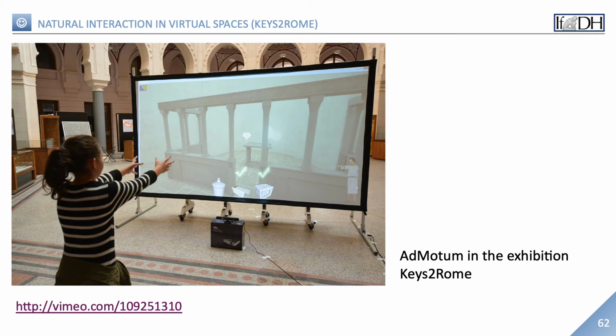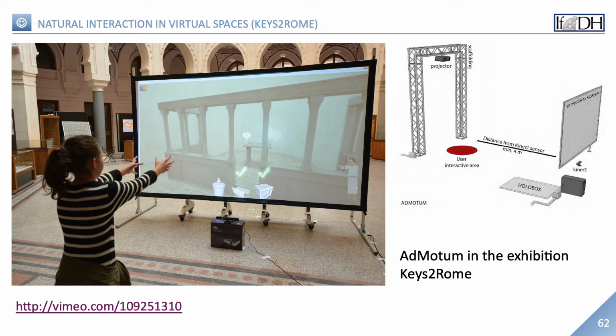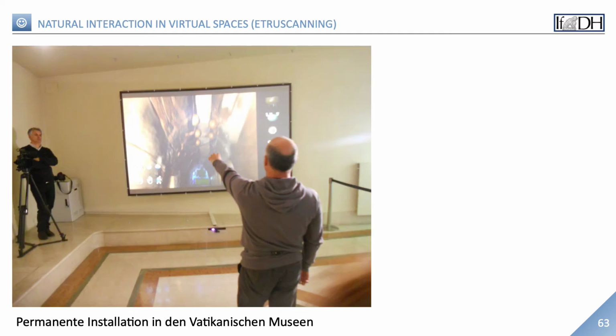In Keys to Rome, the principle was used with the help of an avatar for a hide-and-seek game in which one had to walk through ancient Rome collecting objects. Again, the Kinect captures the movements made in the user interactive area, interprets them, and then passes them on to the application that controls the beamer image. And Etruscanning is now also equipped with such technology.